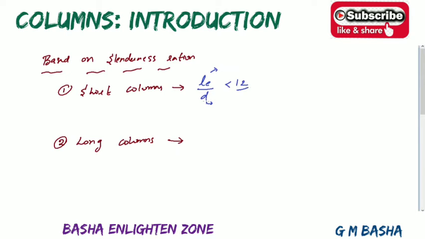If its ratio is less than 12, then the design comes under short columns, and if effective length to its least lateral dimension is greater than 12, that column comes under long columns. So this is the important ratio that we have to remember always. So this is the important condition. So once again I am repeating the two values.